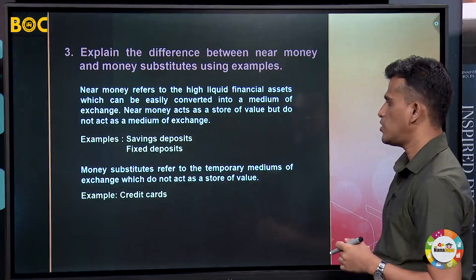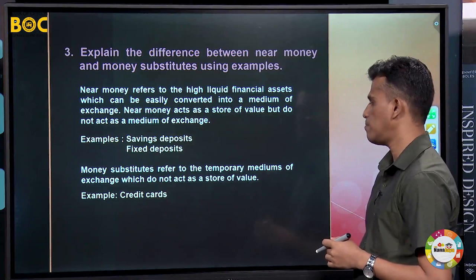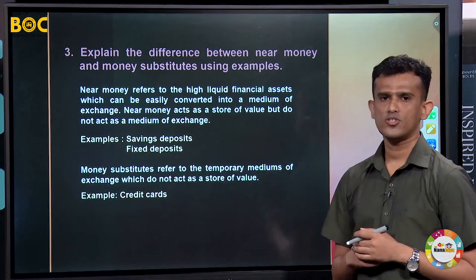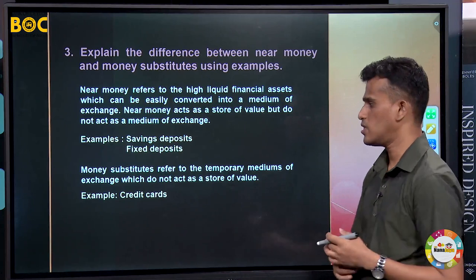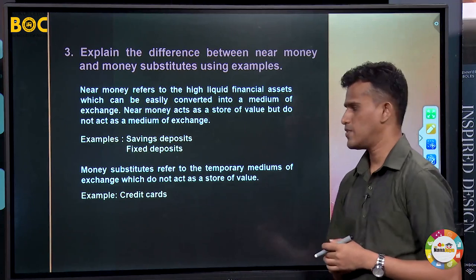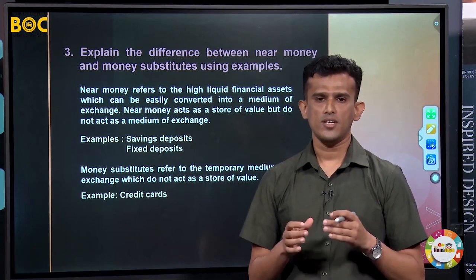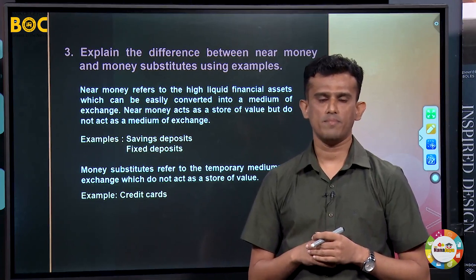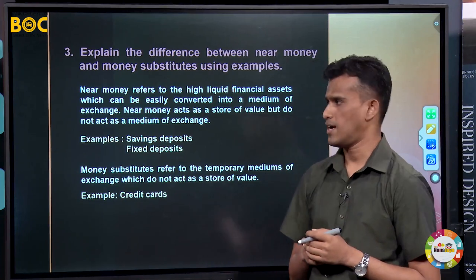And then the definition of money substitutes. Money substitutes refer to the temporary mediums of exchange which do not act as a store of wealth. Right? So always give the proper definition. And then the best example we can give for money substitutes is credit cards. In addition to credit cards, debit cards can also be taken as an example of money substitutes. Right.